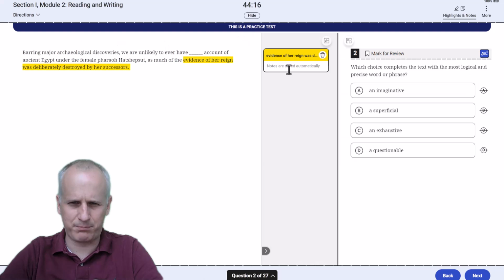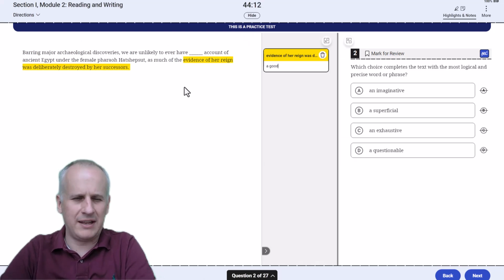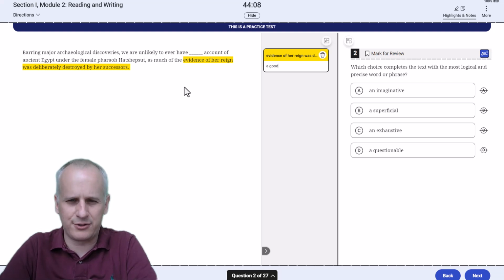So we can just bring up the notes again and just say, "ever have a good account." It doesn't have to be all that creative. I just need to have something that would fit in the blank based on the surrounding context. And we know that the evidence was destroyed, so we're not going to have a good account of the ancient Egypt under this female pharaoh.